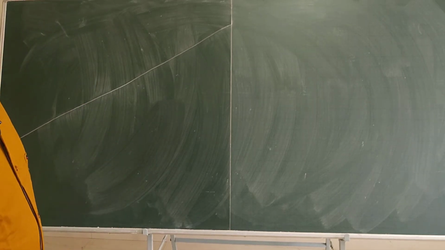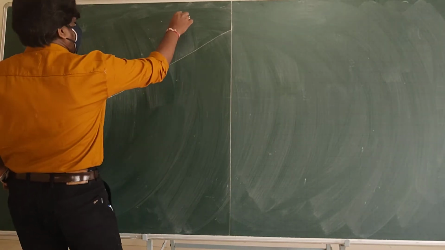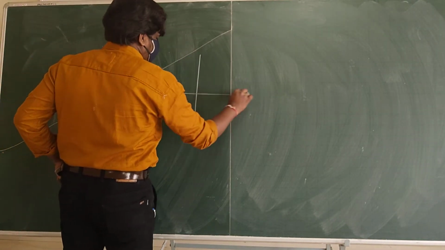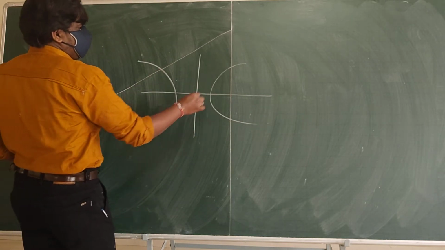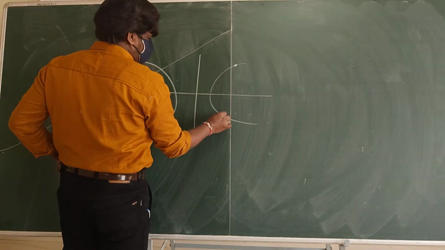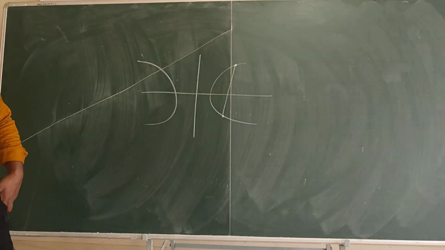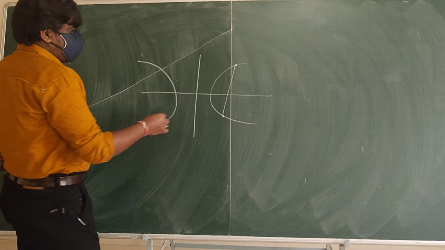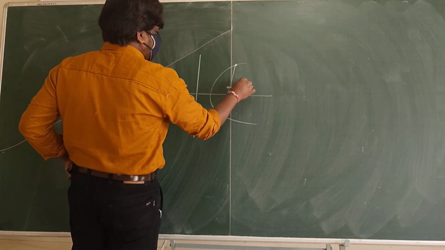Now you are going to know about the hyperbola. This is a hyperbola. If you join any two points on this hyperbola, this is the chord of the hyperbola. So the midpoint of the chord, let us take (x1, y1).